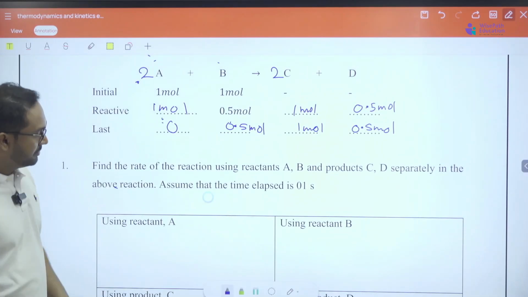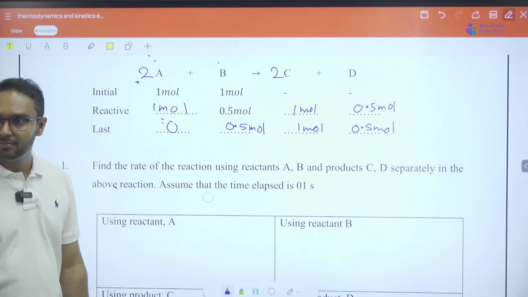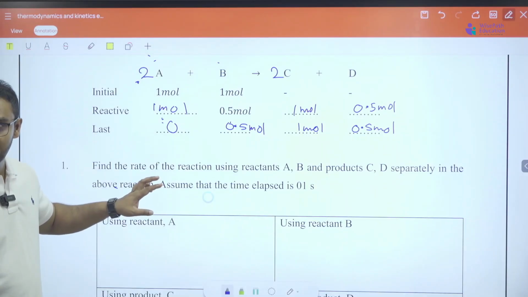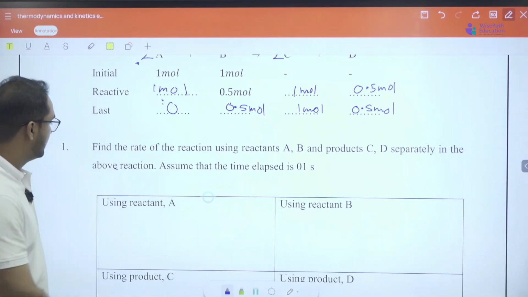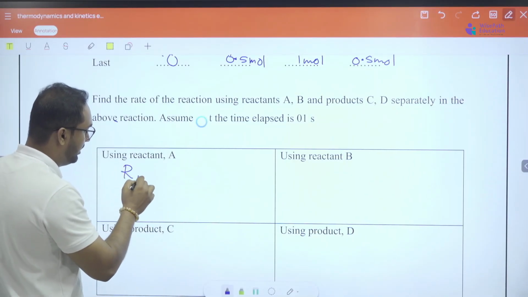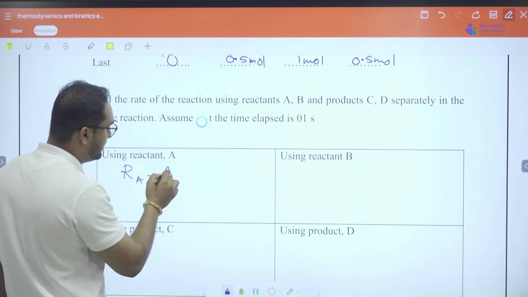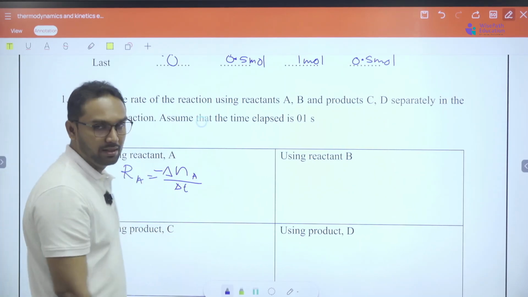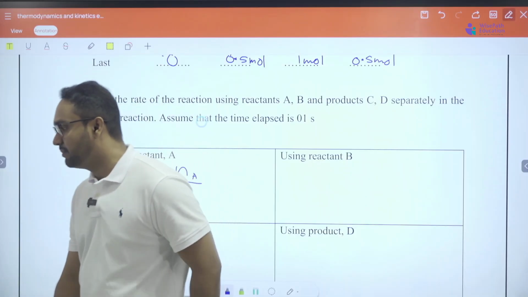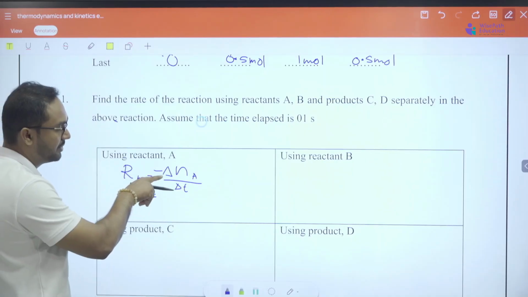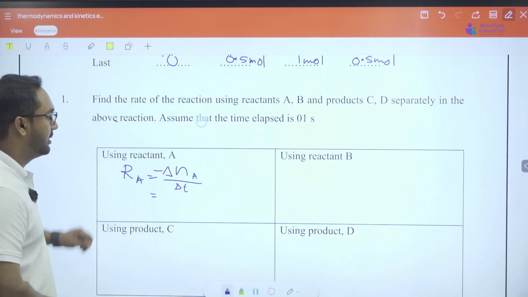So using reactant A, that is Ra equals minus delta Na divided by delta T, right? Tell me the values. There should be a minus in the front, minus delta Na divided by delta T. Now tell me the values.